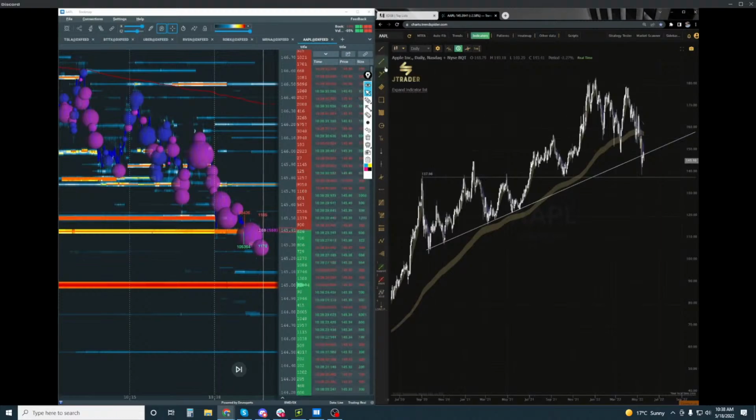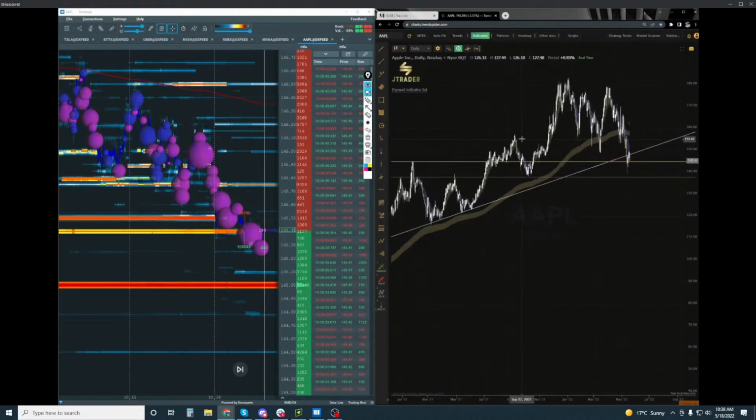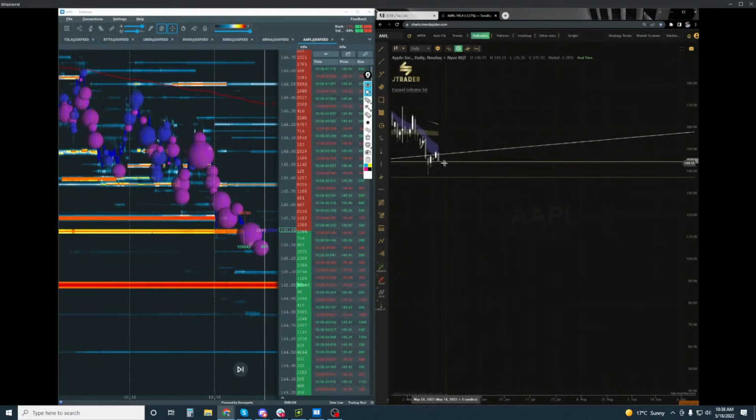Now, if I look at this chart, look over here, traders. I'm going to put a horizontal line. This is a previous peak. Where was 145? We're talking about January 2021. And today, we are back to that level.